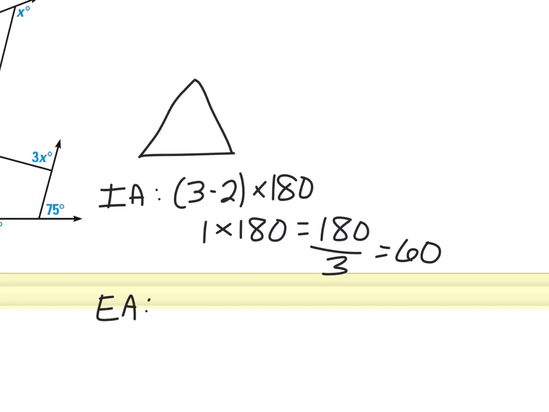Same thing with exterior angles with a triangle. How did we find that? Right, all of them add up to 360 and then divide by the number of sides. What's 360 divided by 3? 120, there you go.